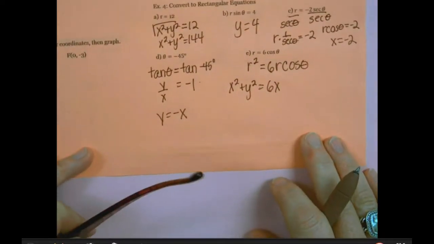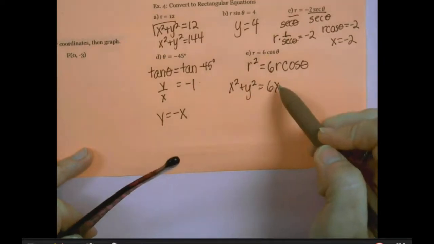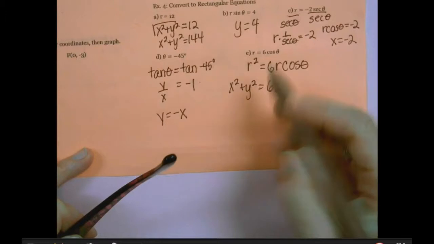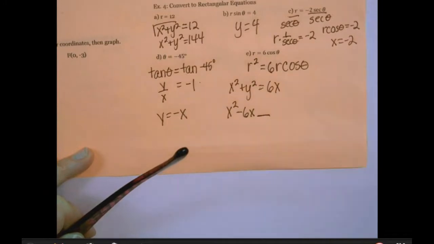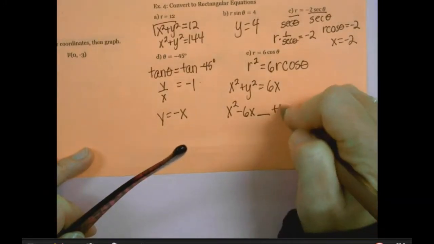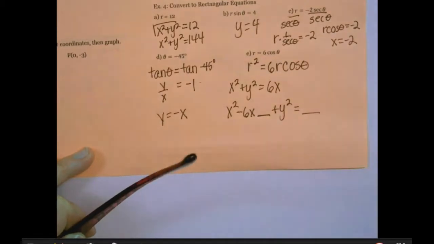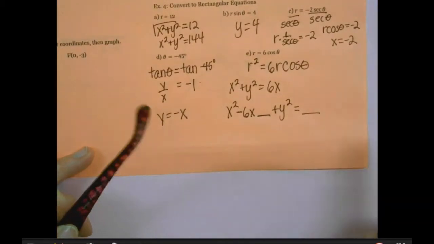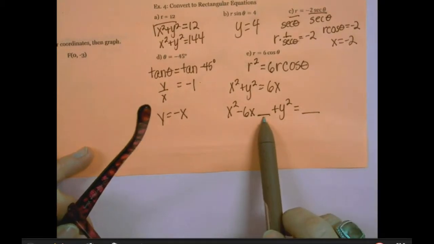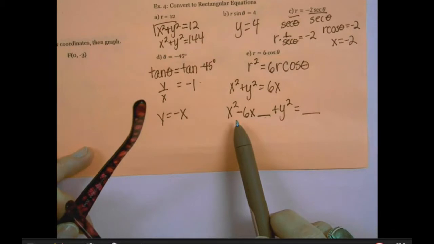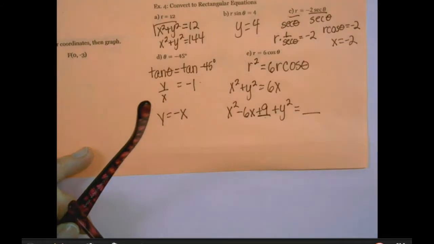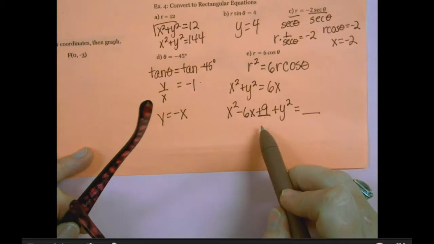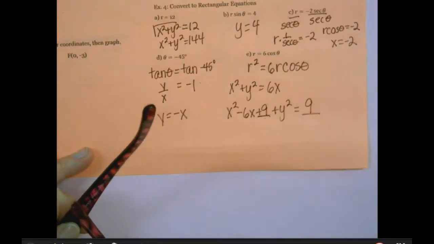Okay. So, watch. I'm going to take the 6x and I'm going to move it by the x squared. So I'm going to have x squared minus 6x, and I'm going to leave a little blank because I'm going to complete the square there. Okay, so to complete the square, negative 6 divided by 2 is negative 3 squared is plus 9. So if I add it to this side, I also have to add it to this side.